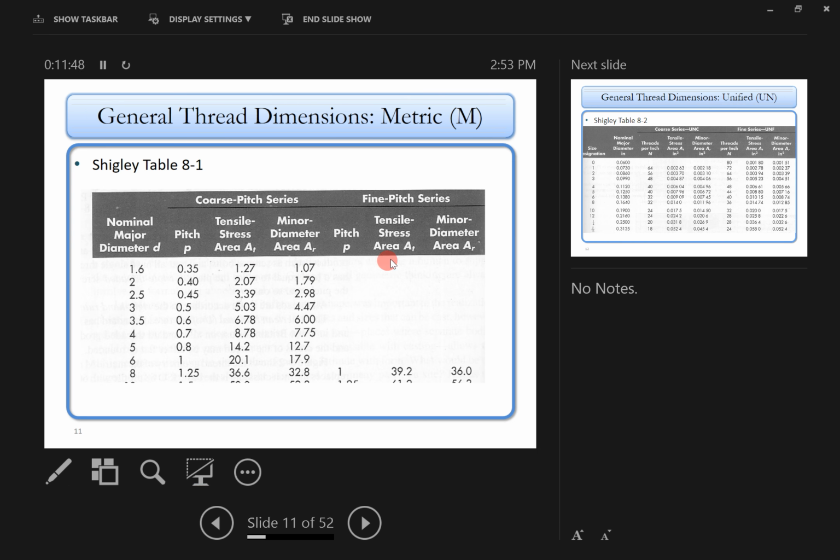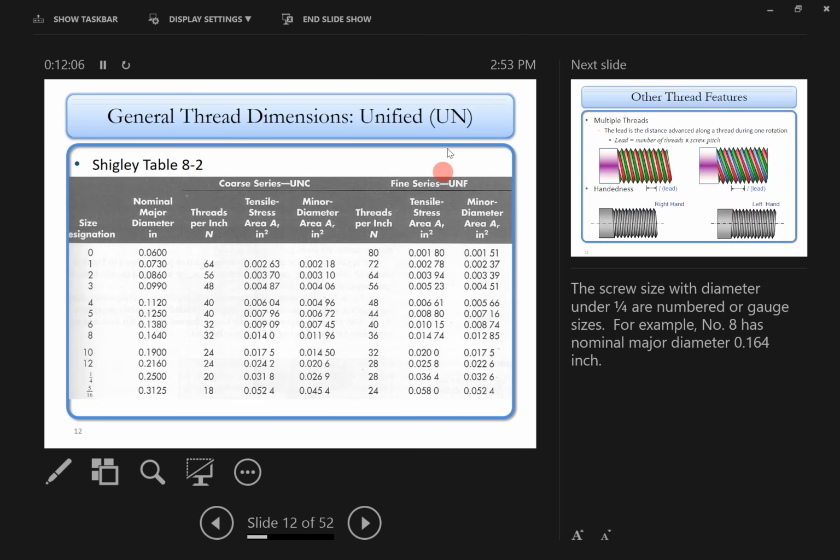And for the fine pitch, the tensile stress area is given. So this is somewhere you will be given, let's say, when they specify the screw. Then this is the column here. You can look up the tensile stress area. Okay. So same thing for the UN series.